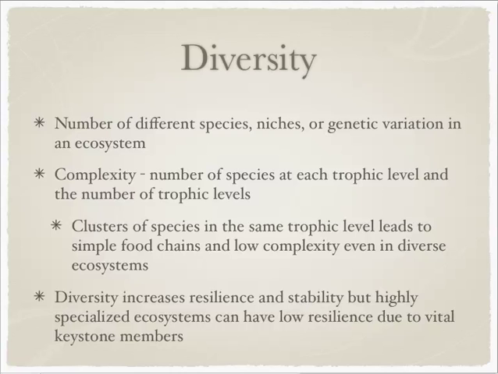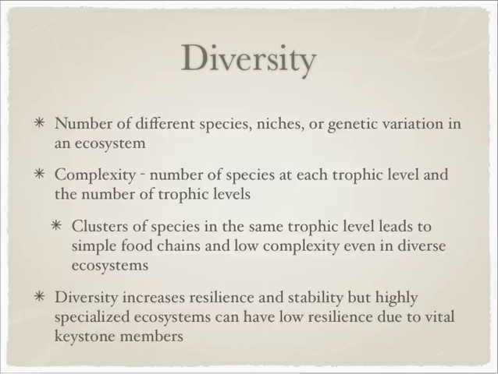The next thing when we look at biodiversity is actual diversity. This is the number of different species, niches, or genetic variation in an ecosystem. We measure this by complexity. Complexity shows the number of species at each trophic level and the number of trophic levels in a food chain or food web in the ecosystem.